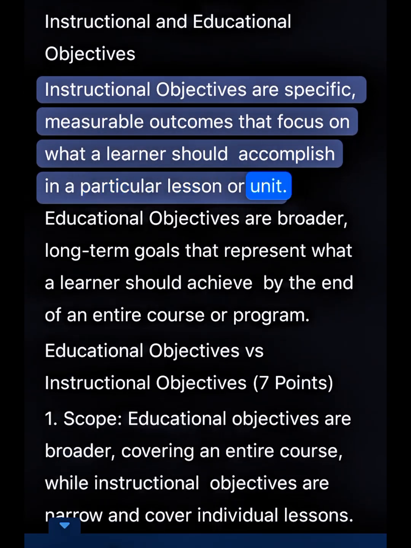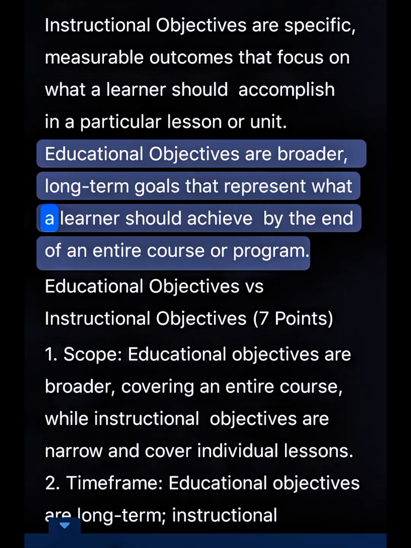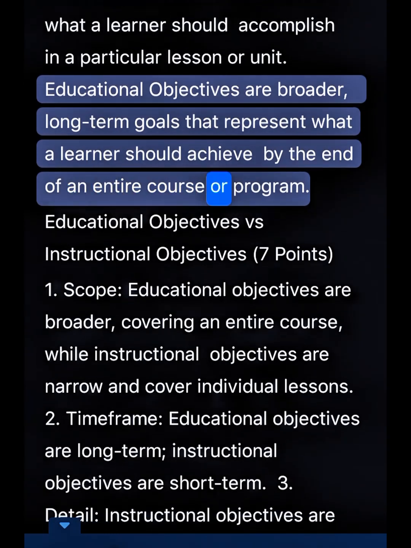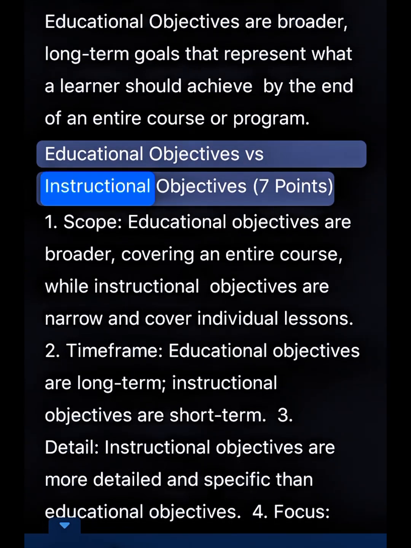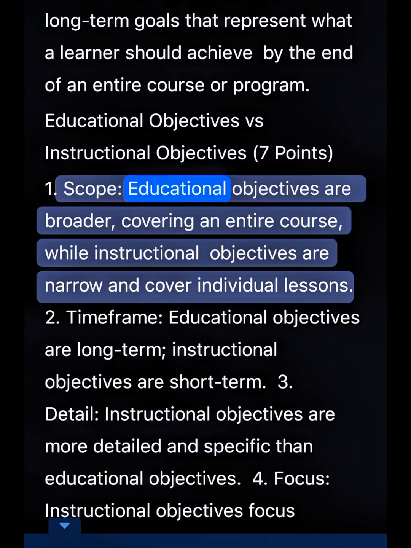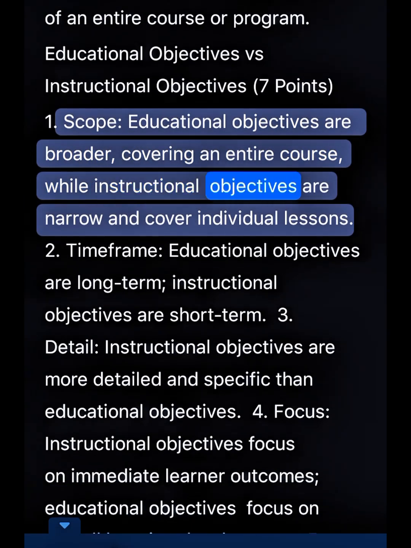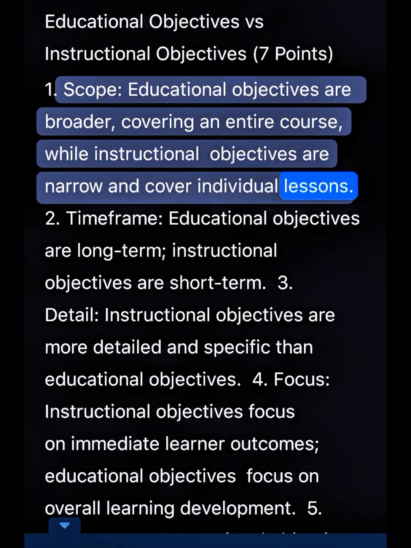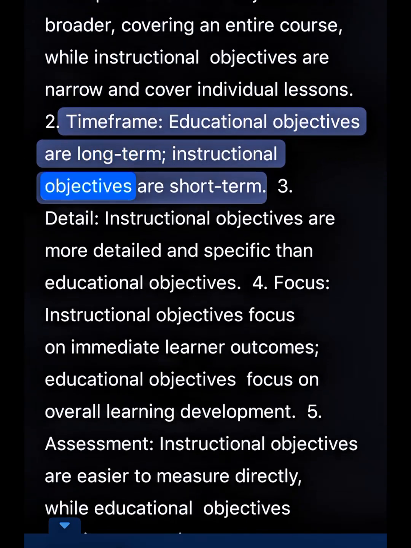particular lesson or unit. Educational objectives are broader, long-term goals that represent what a learner should achieve by the end of an entire course or program. Educational objectives versus instructional objectives, 7 points. 1. Scope. Educational objectives are broader, covering an entire course, while instructional objectives are narrow and cover individual lessons. 2. Time frame. Educational objectives are long-term, instructional objectives are short-term.